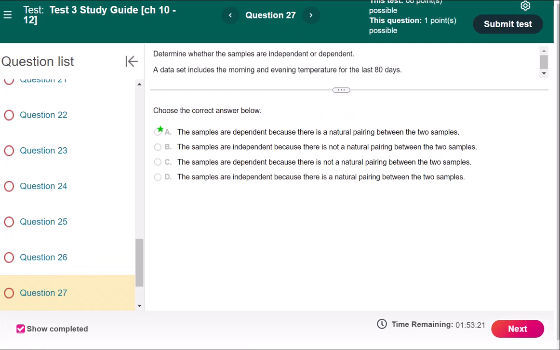Determine whether the samples are independent or dependent. A data set includes the morning and evening temperature for the last 80 days. It is the same day in the morning and in the afternoon. Same day, morning, afternoon, that means the samples are dependent. Okay, we are trying to pair them. On Monday morning, Monday afternoon. So it's the same Monday, before and after.